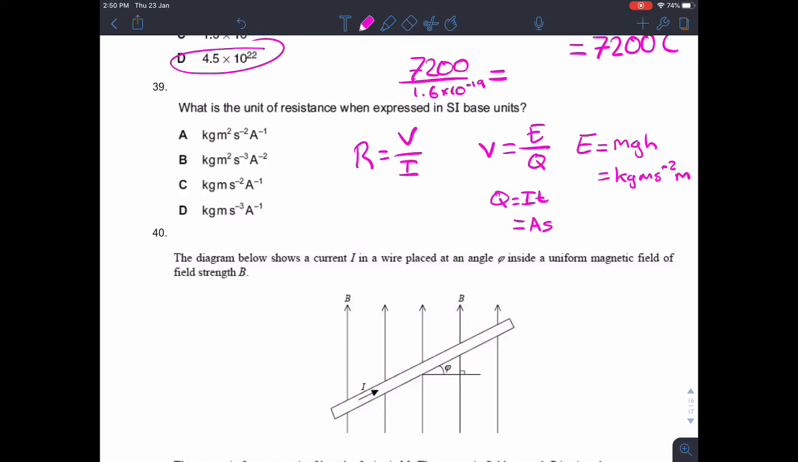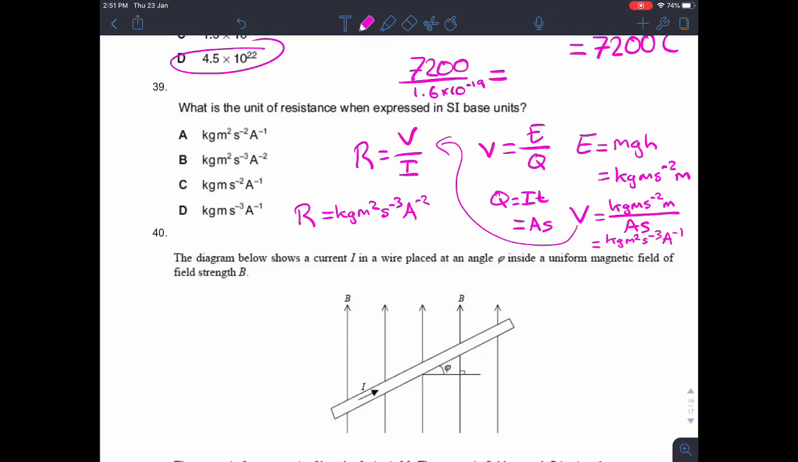So for the units for voltage, we have kilogram meters per second to the minus 2 meters divided by amp seconds. So let's multiply that through. We have kilogram meters squared seconds to the minus 3 amps to the minus 1. And then we put that back into here, and we just need to divide it by amps again. So the units for R must be kilogram meters squared seconds to the minus 3 amps to the minus 2, which gives us B.